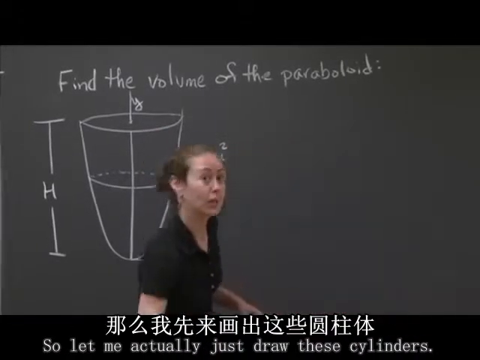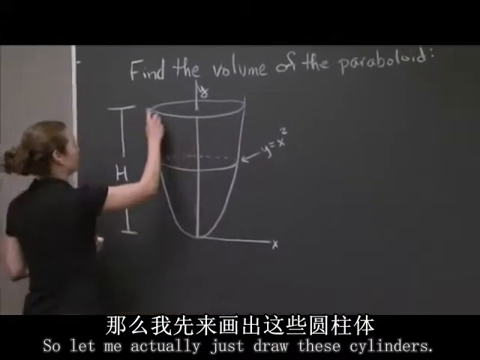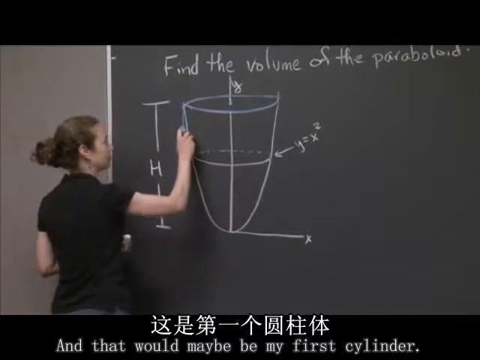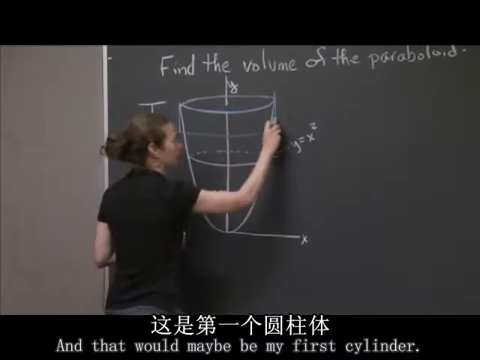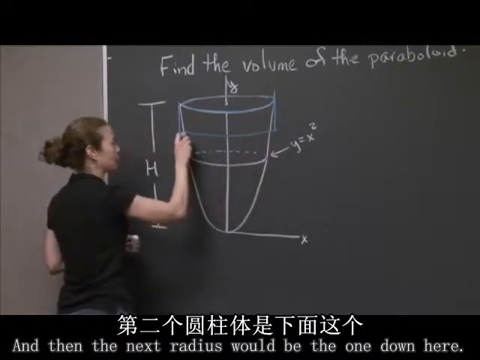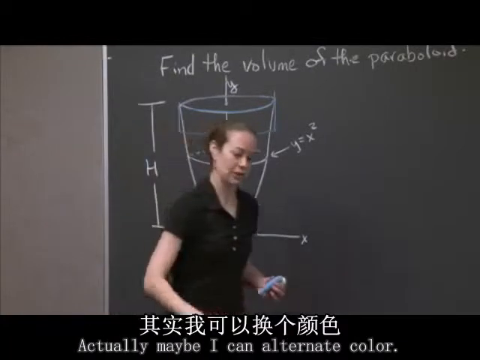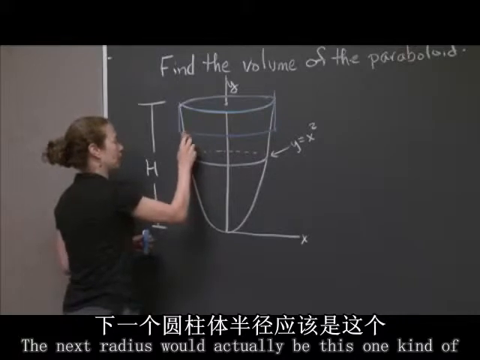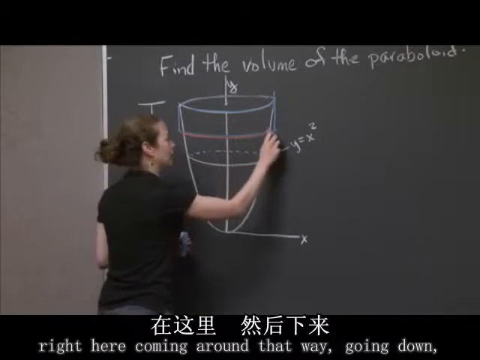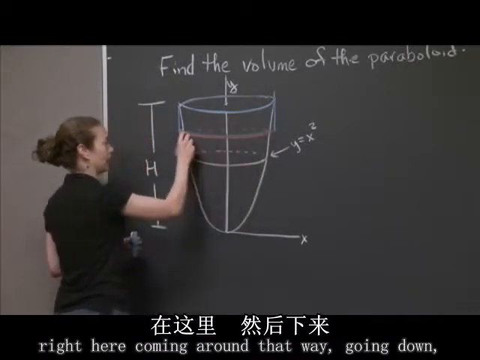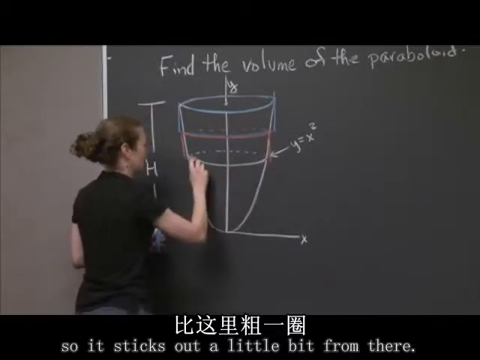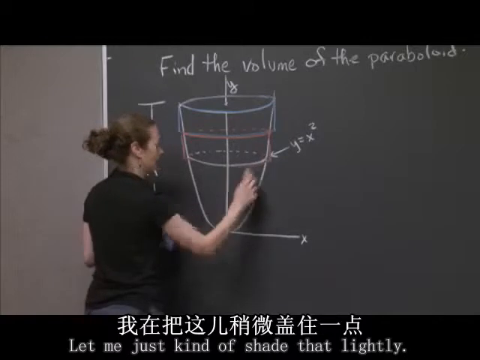So let me actually just draw these cylinders. So I'm going to start at the top radius. And that would maybe be my first cylinder. And then the next radius would be the one down here. Actually, maybe I can alternate color to be able to see them a little better. The next radius would actually be this one kind of right here, coming around that way, going down, so it sticks out a little bit from there. Let me just kind of shade that lightly.